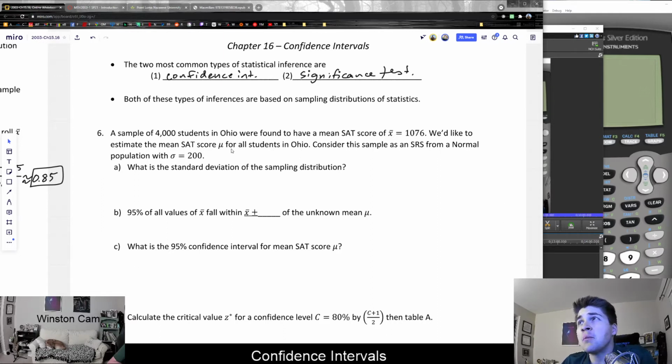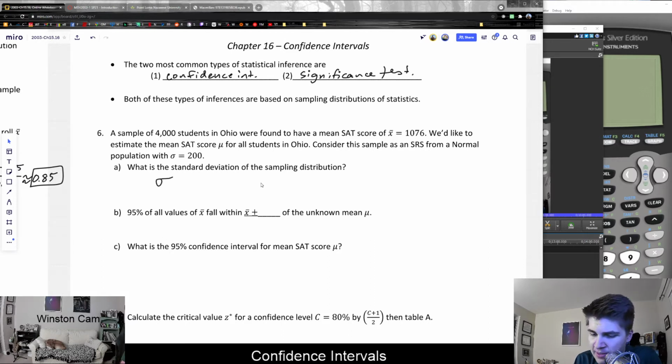Consider this sample as an SRS from a normal population with sigma equal to 200. So we're just assuming this is a simple random sample, these 4,000 students, from a normal population which has a standard deviation of 200. Just like we said, we have to have these assumptions in order to take this into account. So the first question: what is the standard deviation of the sampling distribution?